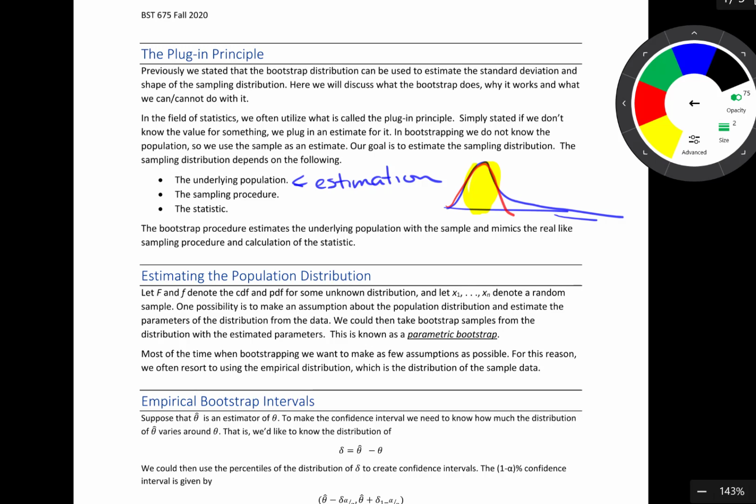So for that reason, we have to be very careful when we think about whether or not our sample is a good representation of the population.